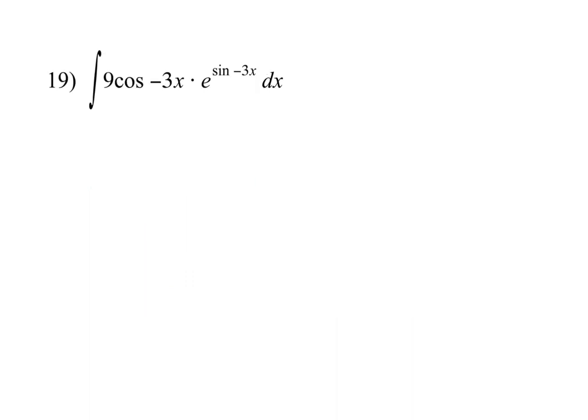For something like this, you want to look at your most difficult piece and do u substitution. So like for this, I would do the exponent, that's sine negative 3x, as my u. And so I would say, well, if my u is sine of negative 3x, then my du, or my derivative of that, is going to be cosine of negative 3x times the derivative of the negative 3x, so times that negative 3. So that will take care of this, right? The sine of negative 3x. It'll take care of this cosine.